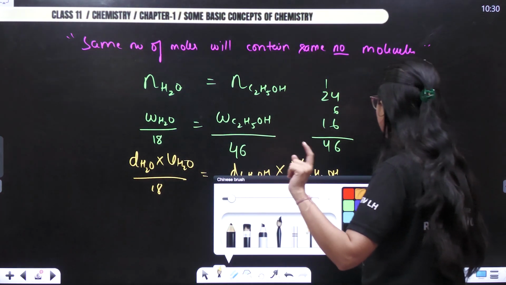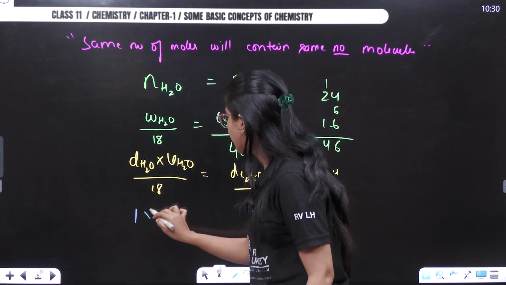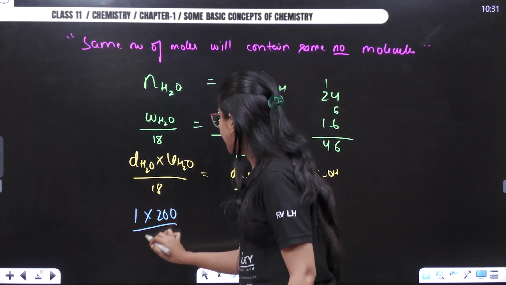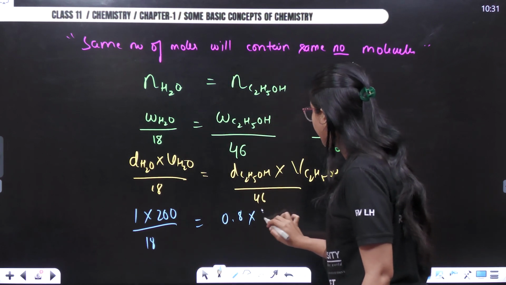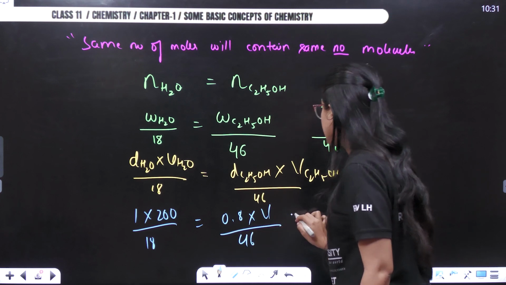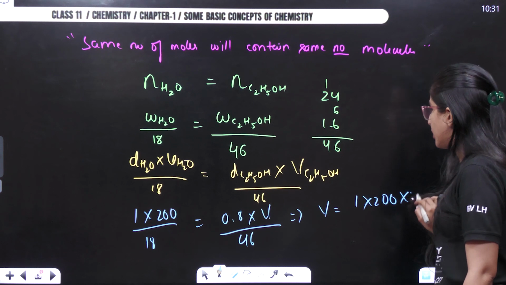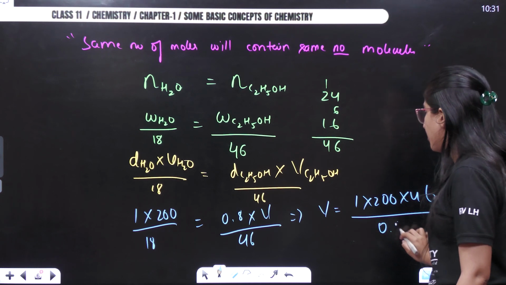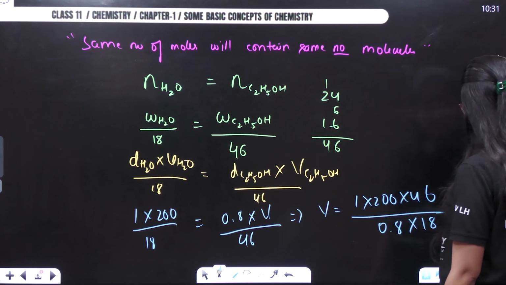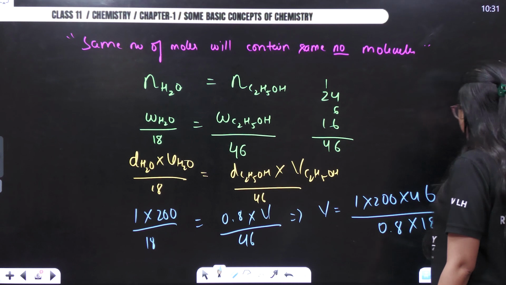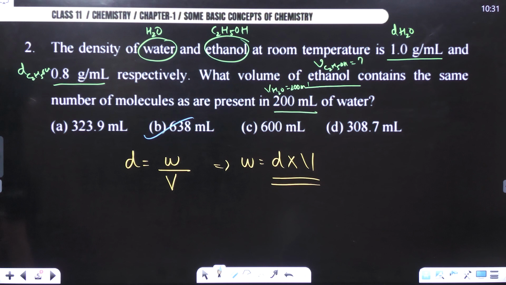So what will you do in the examination? Directly come here. So density is 1, volume of water is given as 200, divided by 18. Density of ethanol is given as 0.8 and the volume of ethanol you have to calculate, 46. So from here the volume you can calculate as 1 into 200 into 46 divided by 0.8 into 18. So the volume will come around 630 ml. So which option is near? Option number B is near, 638 ml.